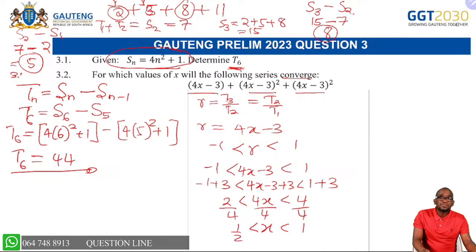Right. Hopefully we are still together. This is the paper that you wrote. You can see this is how you were supposed to attempt these questions.